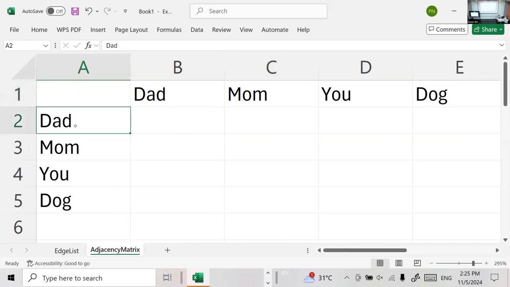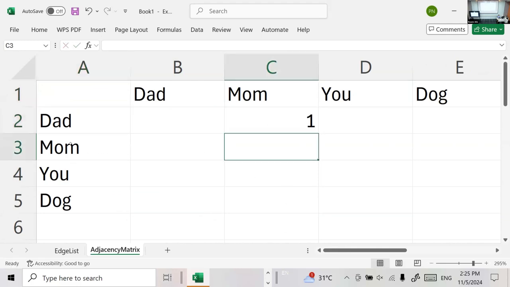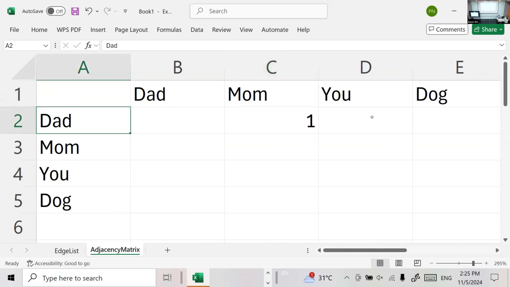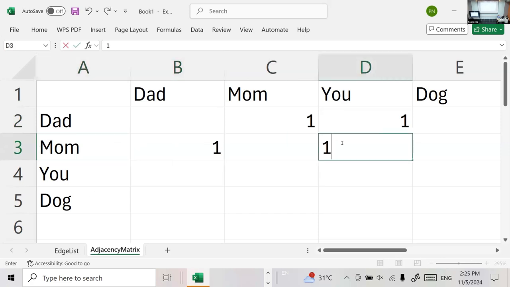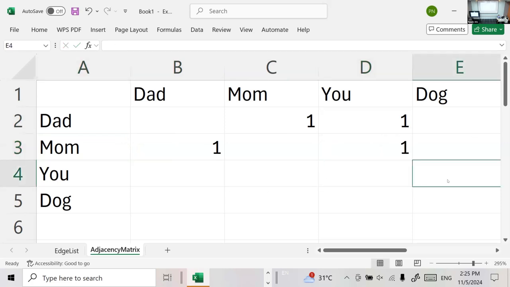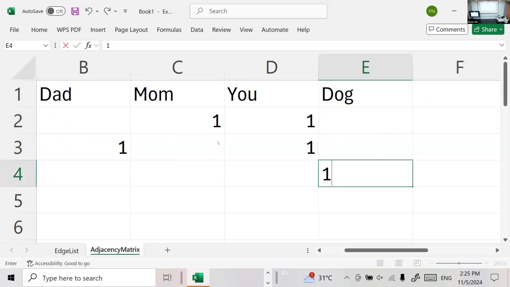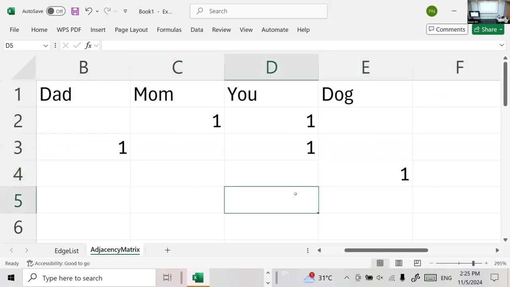So does dad love mom? Yes. Does dad love you? Yes. Does mom love dad? Yes. Does mom love you? Yes. Okay. Do you love dad? Apparently you only love dog. And the dog doesn't love anyone. Okay, let's say the dog loves you.